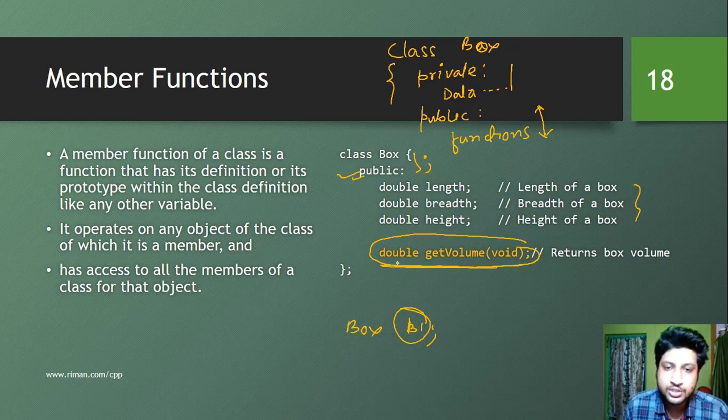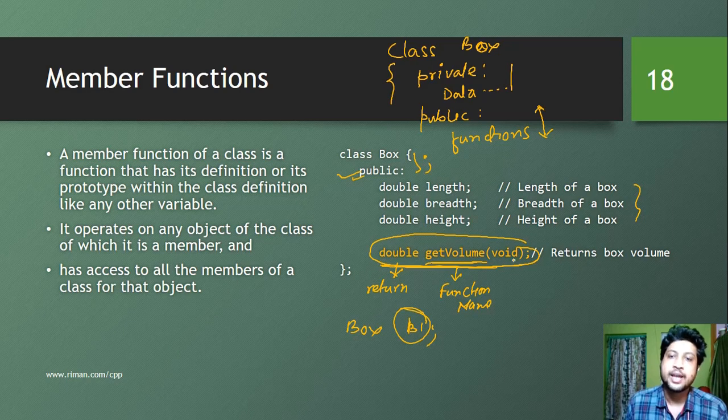Like it has the return type. So this is the return type. This is the function name, and in between the braces we have the argument list. So this is no different from ordinary functions that we have learned in C. What is different about member functions is that these functions are defined within the class, that means within the class definition. So there are two different ways of defining the functions, and we are going to talk about them in the next class.